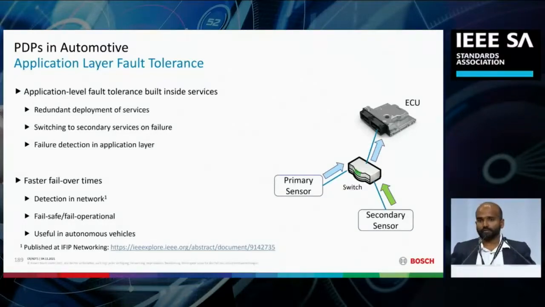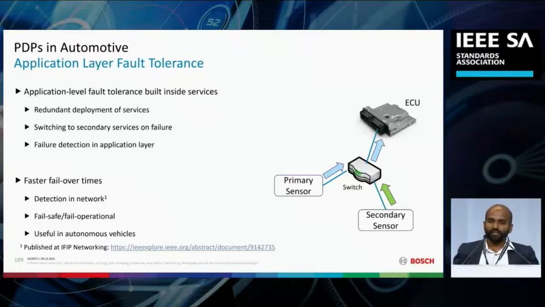In the event of failure, the switch detects the failure of the service automatically, because it sees there is no message, or no heartbeat, or no communication coming from a certain port, and can very quickly switch to the secondary service or secondary sensor. This basically gives faster failover times, because now the failures don't need to be detected in the application layer, because it's happening directly in the network. This results in orders of magnitude better performance when it comes to failover times.